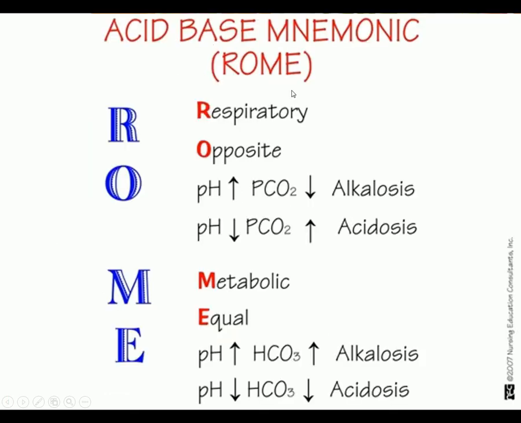Another way to remember it is the mnemonic ROME. Respiratory is opposite your pH. So if your pH is going up, as in alkalosis, then your CO2 would be going down. It's going the opposite way to equal alkalosis. If your pH is going down, which is an acidotic state, your CO2 is going up to cause an acidotic state because that's your acid component. With metabolic, they are equal instead of opposite. So with your metabolic part, your pH and your bicarb go in the same direction to cause alkalosis, and your pH and your bicarb go in the same direction downward to cause acidosis.